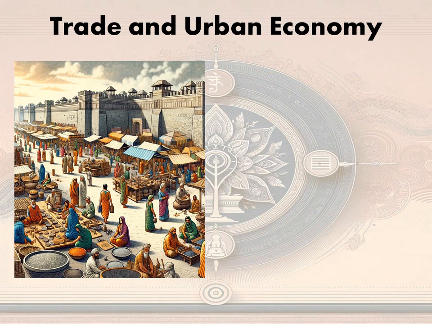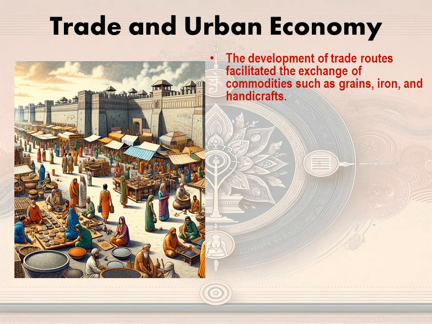Now, trade and urban economy. What were the trading practices, and how was the urban economy of the time? The development of trade routes facilitated the exchange of commodities such as grains, iron and handicrafts. So when there was a proper trade route, we come to know that people used to go from one state, one mahajanapada, to another in order to survive as a trading guild. But those trading practices came in the form of exchange of commodities such as grains, iron and handicrafts.